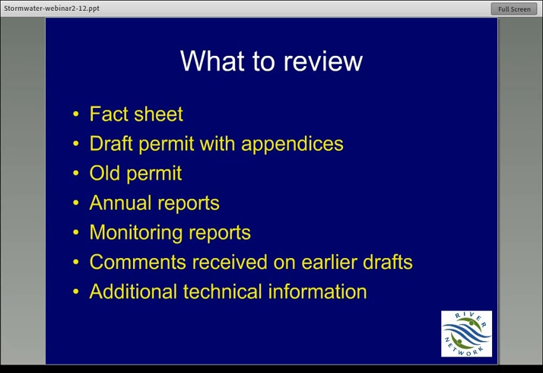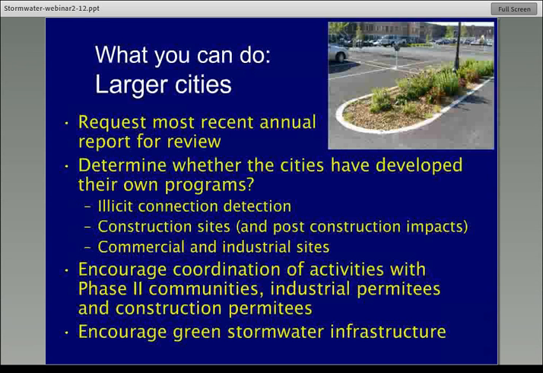Even though it might not be required, you certainly can request additional details that can be incorporated into the permit if there's good reason, because of impairments, because of a TMDL, or because of a higher quality water that really needs to be protected. There often will be comments received on earlier drafts that will be available, and additional technical information. And don't hesitate to call the agency. They're the experts, and they can help you wade through a lot of this information.